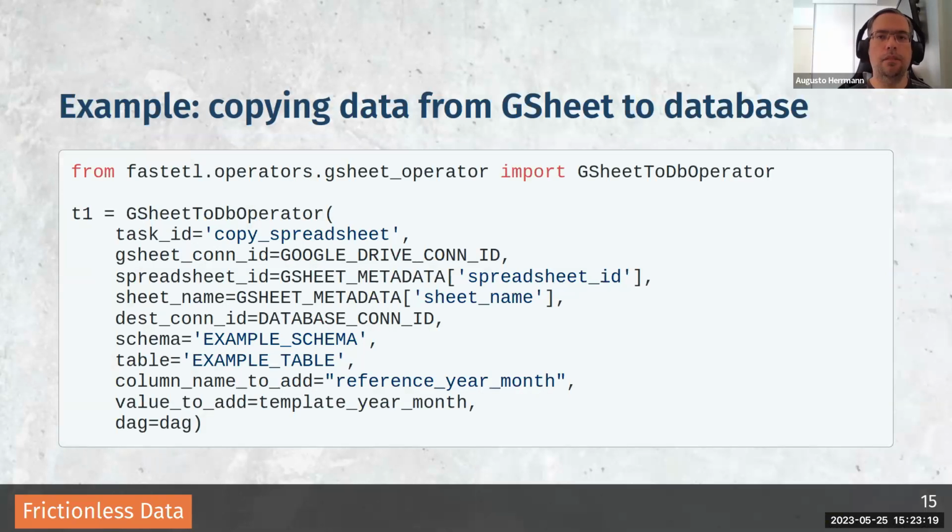We can also copy data from Google Sheets to a database. For that, there's the GSheet to DB operator. Again, you just give it the parameters like the spreadsheet ID, sheet name, and the connection ID, and which schema and table in the database. We can also add a custom column. For instance, this is often used to create backups of spreadsheets, and you might want to add a column with when that backup was created.